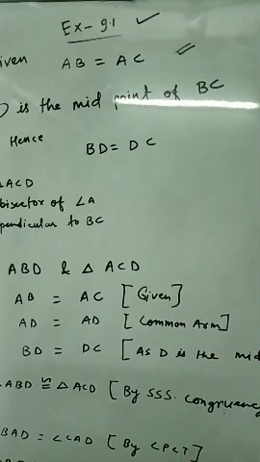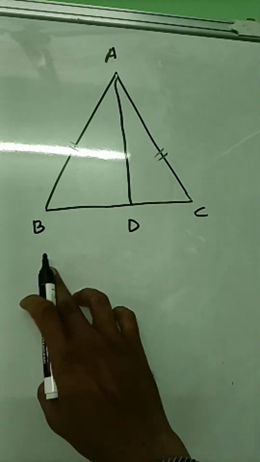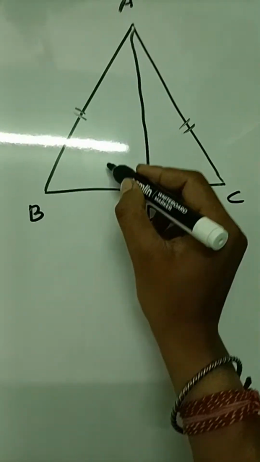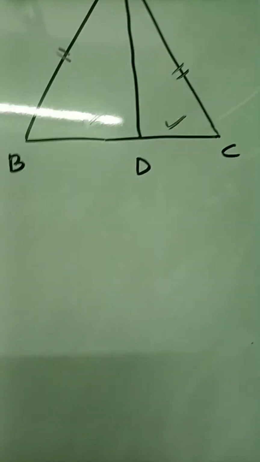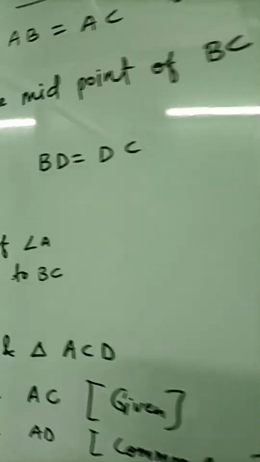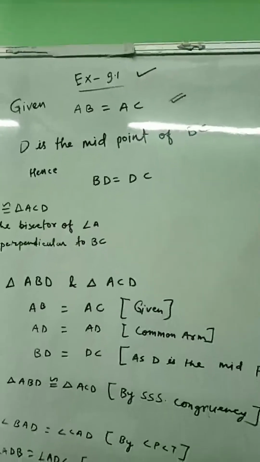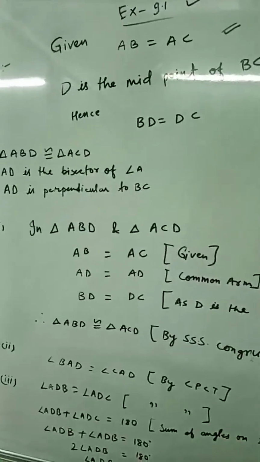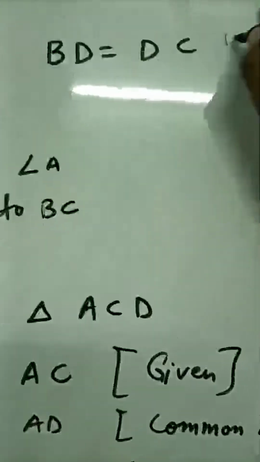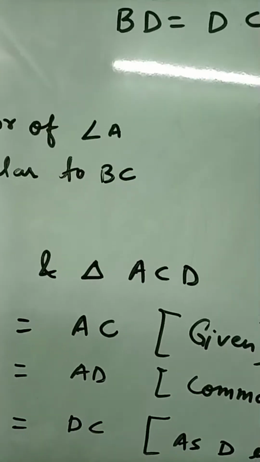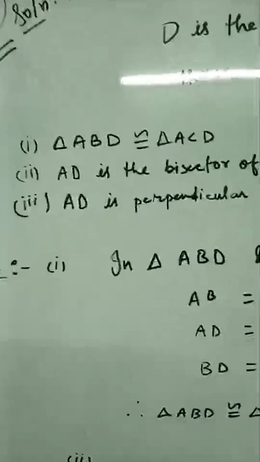Hence, if D is the midpoint, in the middle of BC, then BD will be equal to DC. So I have written that over here: BD is equal to DC. As D is the midpoint of BC, BD will be equal to DC, because this will be required in the question. That is why we have to write it first. And next, I have written the question again.